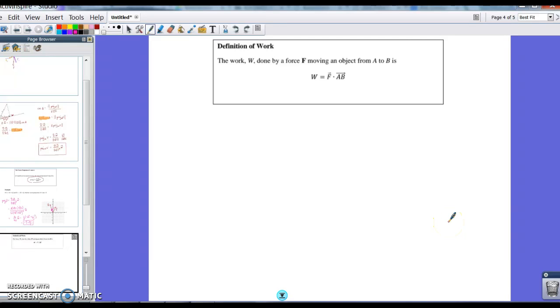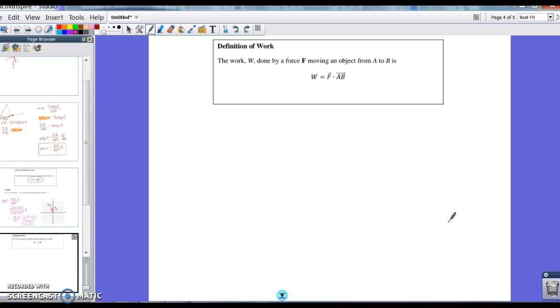The last thing we're going to talk about is work. It's not necessarily work like you sitting and doing work, but it's the mathematical definition of work. The work W done by a force F moving an object from A to B is defined by W is equal to the dot product of F and AB. Say, for example, you're pushing a car, you're pushing something or pulling something. That is when work happens.